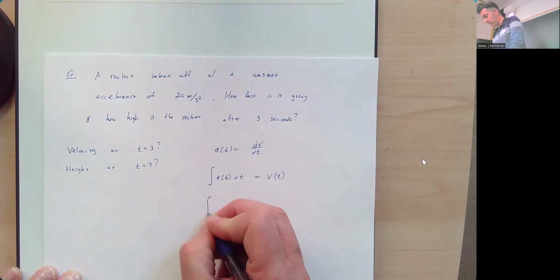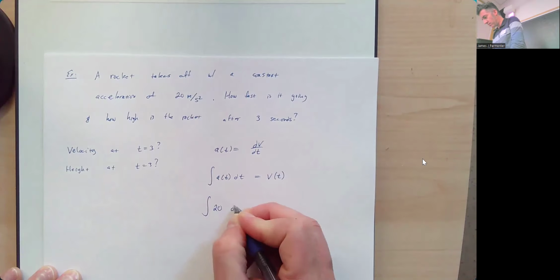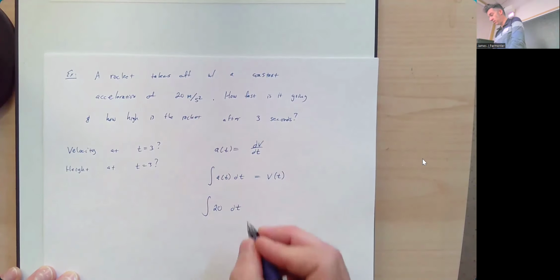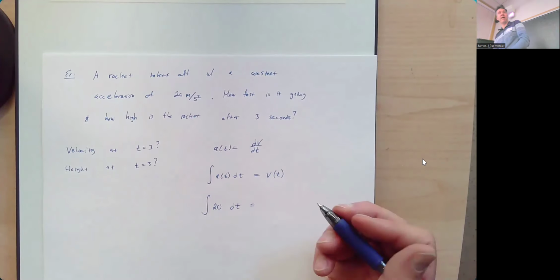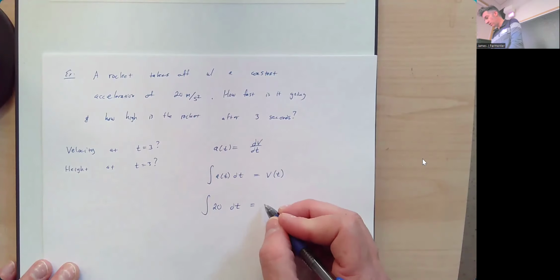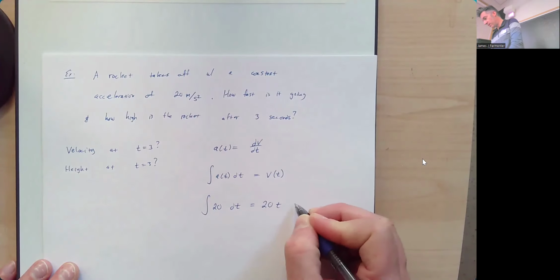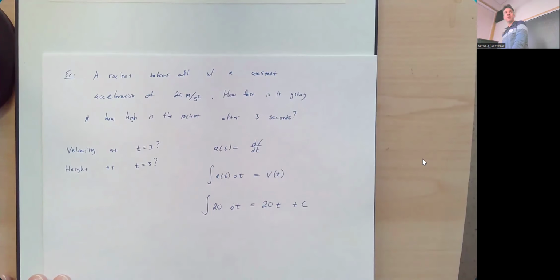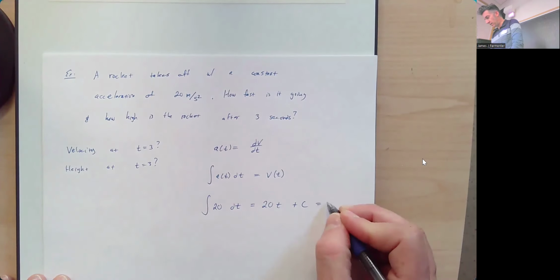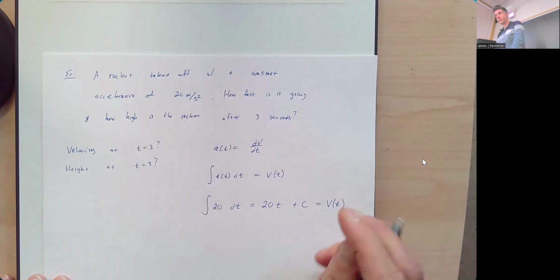So the antiderivative of 20 is going to be, notice I'm using t instead of x. T is pretty common when you're talking about time. It's going to be 20t plus c. That's going to be my velocity at time t.